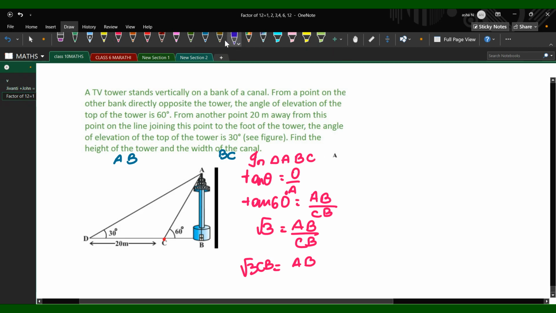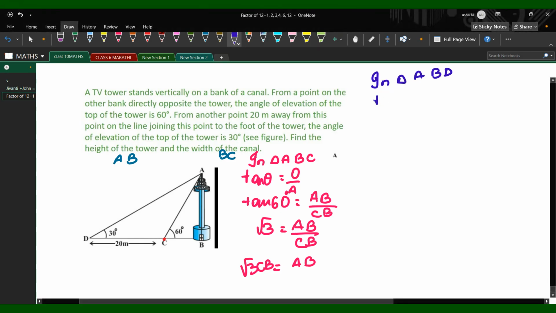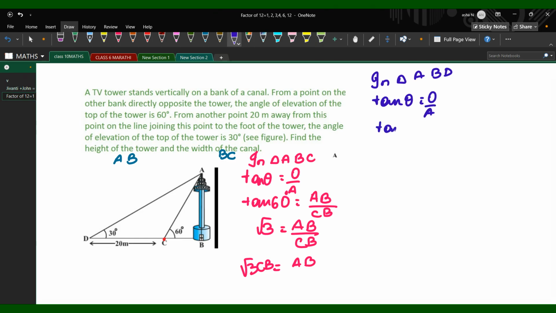Now let us move on to the other triangle, triangle ABD, wherein angle D is theta. That is tan theta, again opposite upon adjacent. Tan 30 we will take here. Opposite is AB again, and adjacent is DB, correct. So tan 30 is 1 upon root 3, that is correct. AB we don't know. DB also we don't know.